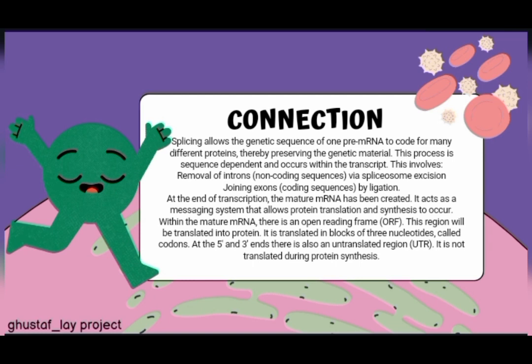Within the mature mRNA there is an open reading frame, or ORF. These regions will be translated into protein. It is translated in blocks of 3 nucleotides called codons. At the 5' and 3' ends there is also an untranslated region, or UTR. It is not translated during protein synthesis.